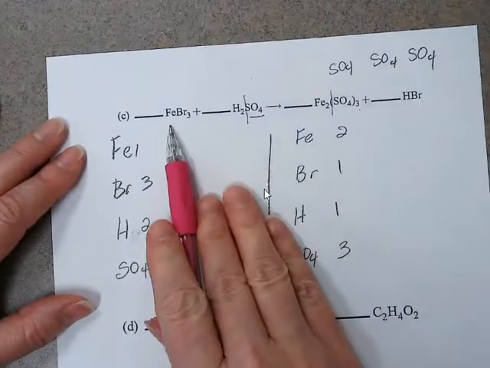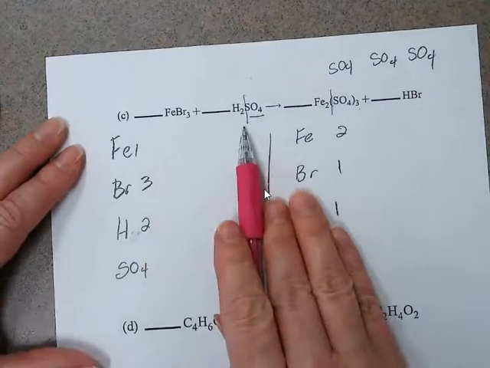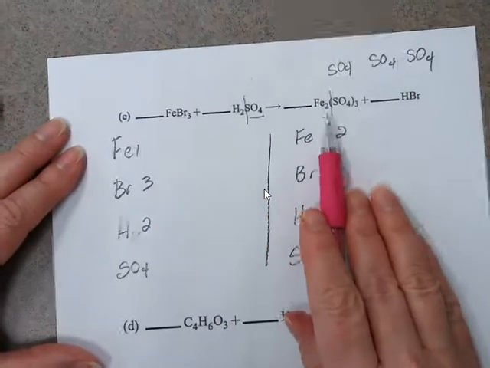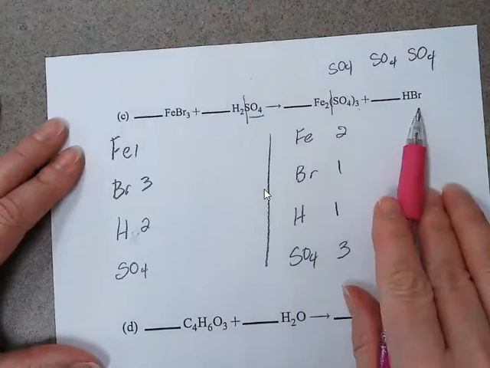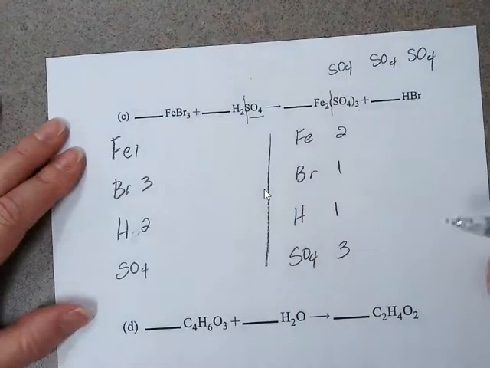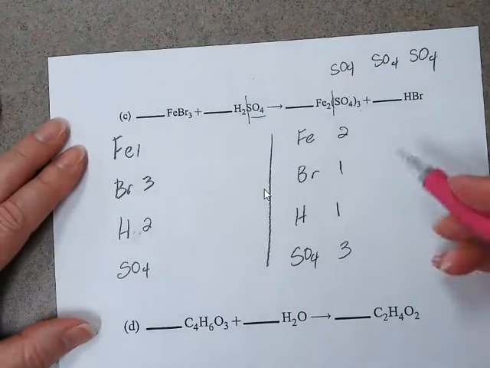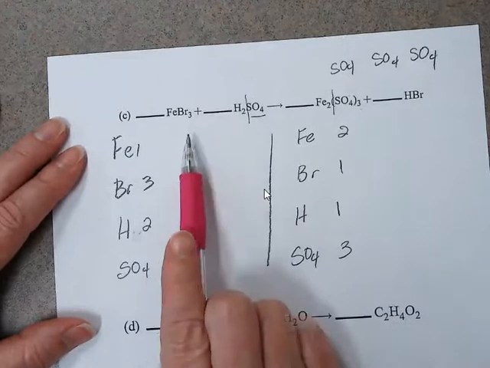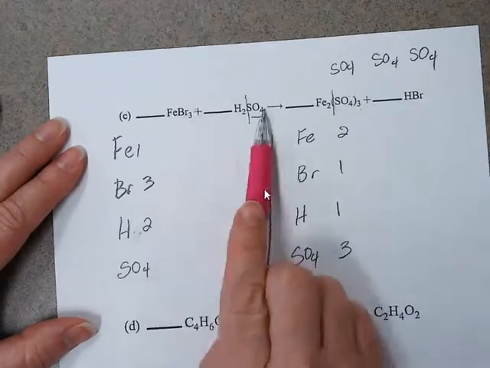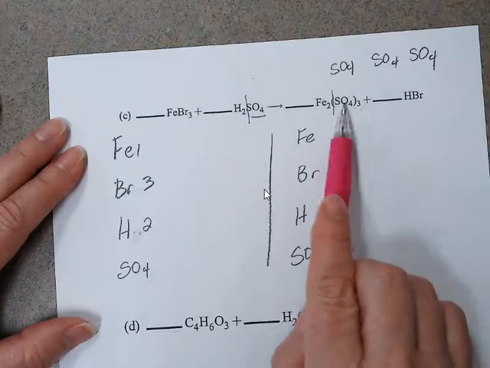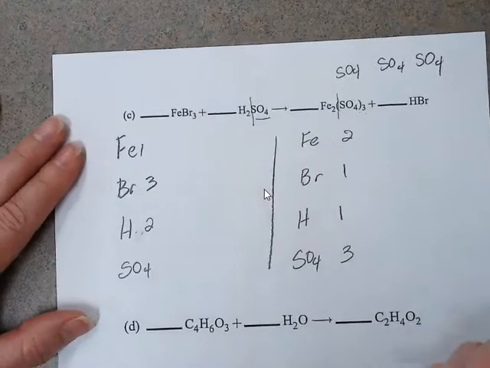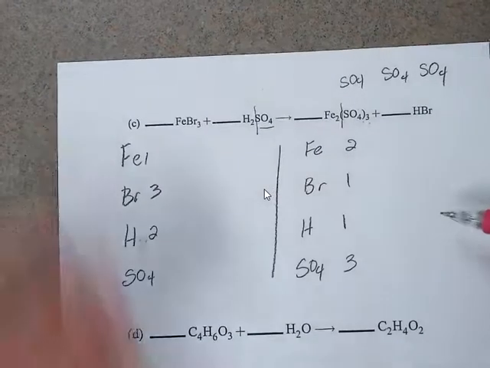So this is iron 3 bromide reacts with sulfuric acid to produce iron 2 sulfate and hydrobromic acid. Okay, this is a double displacement reaction where the bromine and the sulfate swap places. You see that? The bromine and the sulfate swap places? Okay. All right.